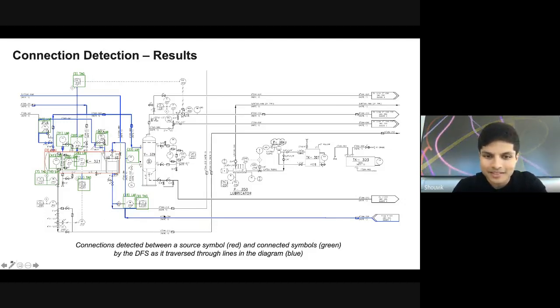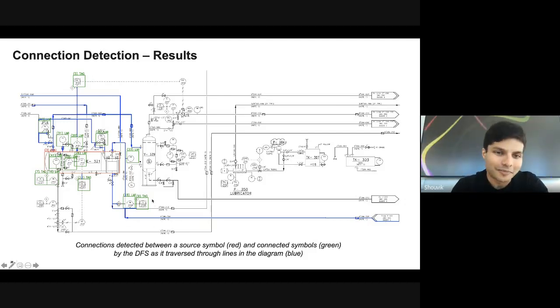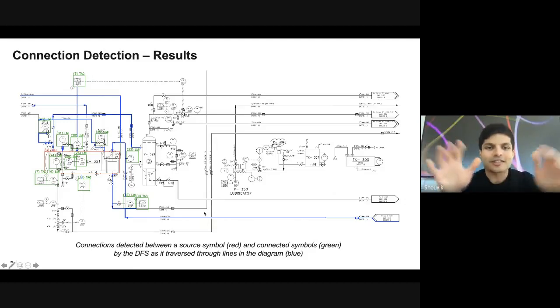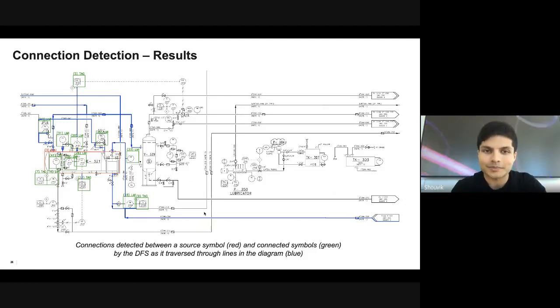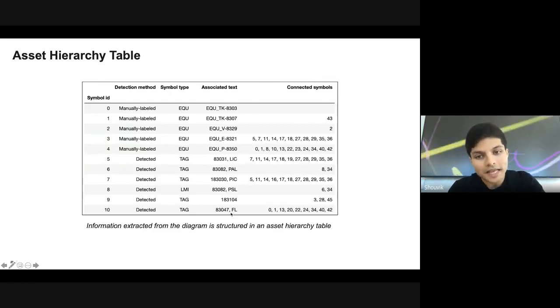Similarly, sometimes it takes an exhaustive search. It goes all the way down here. Poor thing doesn't find any symbols, so it comes back, and maybe it finds some symbol here. So really, it's able to traverse this diagram and find connected symbols. And again, as the output, we get a structured asset hierarchy table. For each symbol in the diagram, we're able to tell you what kind of symbol it is, what kind of text is inside or around the symbol, and what other symbols it is connected to.